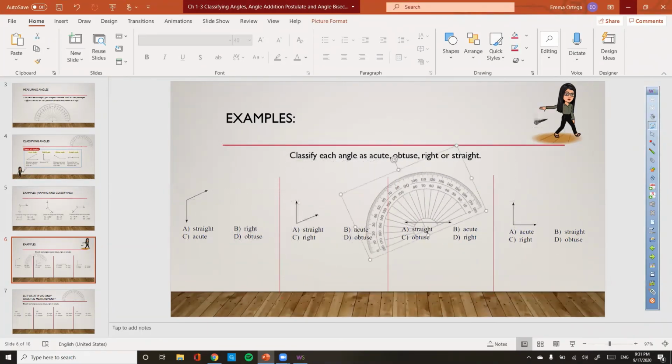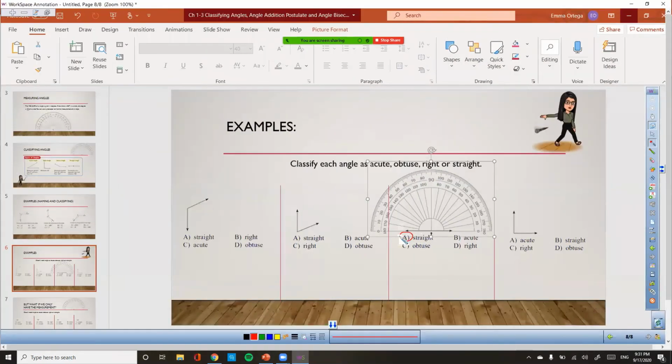In this case over here, what would this one be called? Obviously, it will be a straight angle because it makes 180 degrees. As you can see right here, it makes 180 degrees. So in this case, it will be called a straight angle.